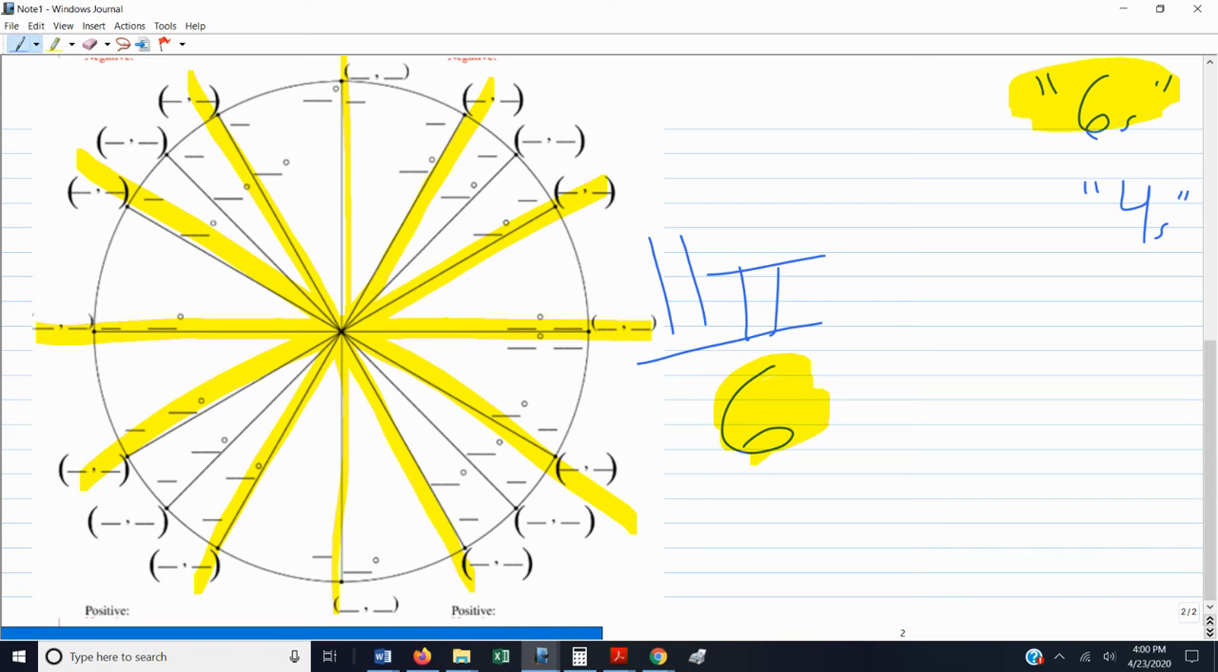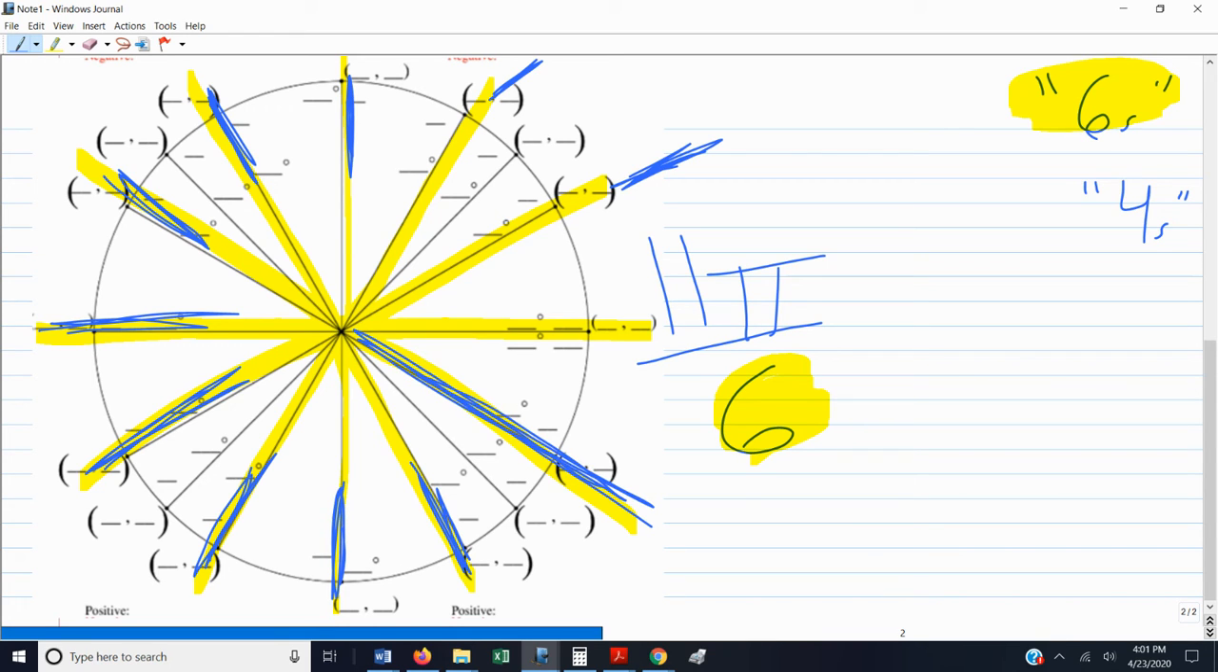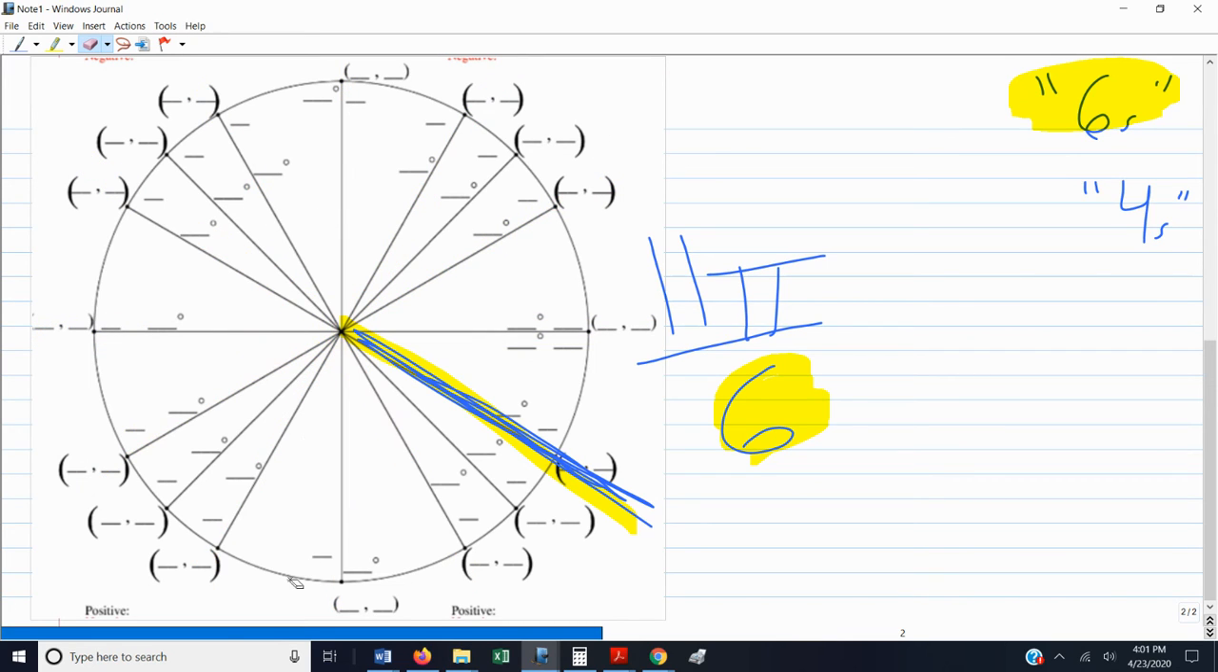Because of that denominator of 6. So let me try it now without writing anything down. 1 pi over 6, 2 pi over 6, 3 pi over 6, 4 pi over 6, 5 pi over 6, 6 pi over 6, 7 pi over 6, 8 pi over 6, 9 pi over 6, 10 pi over 6, 11 pi over 6. There it is. So it was that last angle before we hit that full revolution there. So that is where 11 pi over 6 would be located.